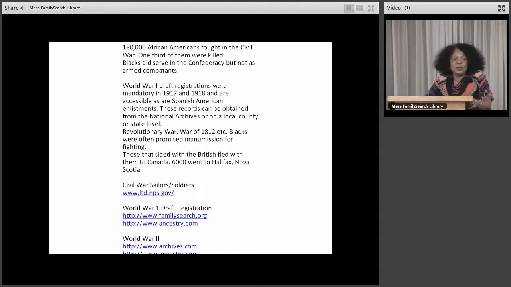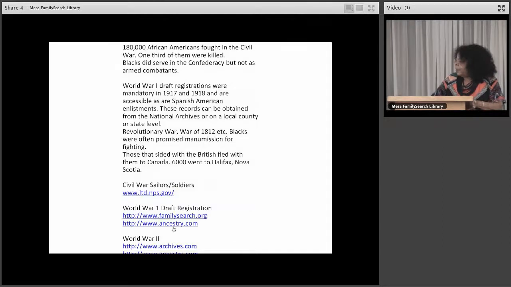Blacks who sided with the British during the Revolutionary War, about 6,000 of them, left with the British and went to Canada, into Halifax, Nova Scotia, and started all-black communities. St. Catharines is a pretty famous one. I think that's where Harriet Tubman eventually settled, in Canada.